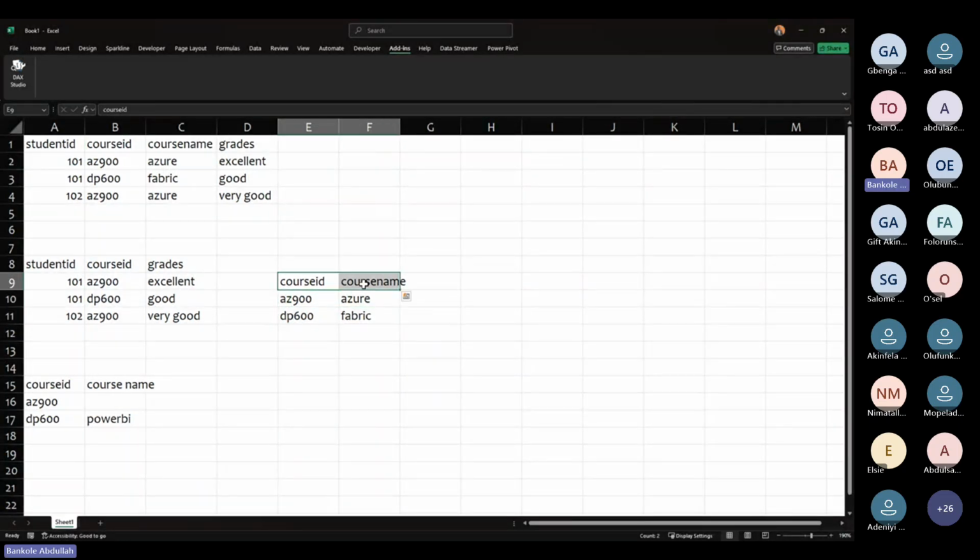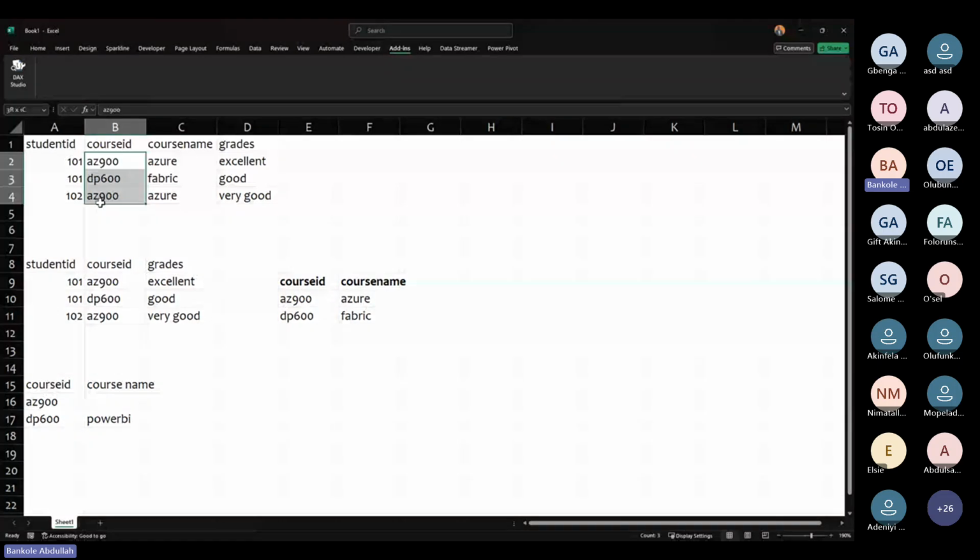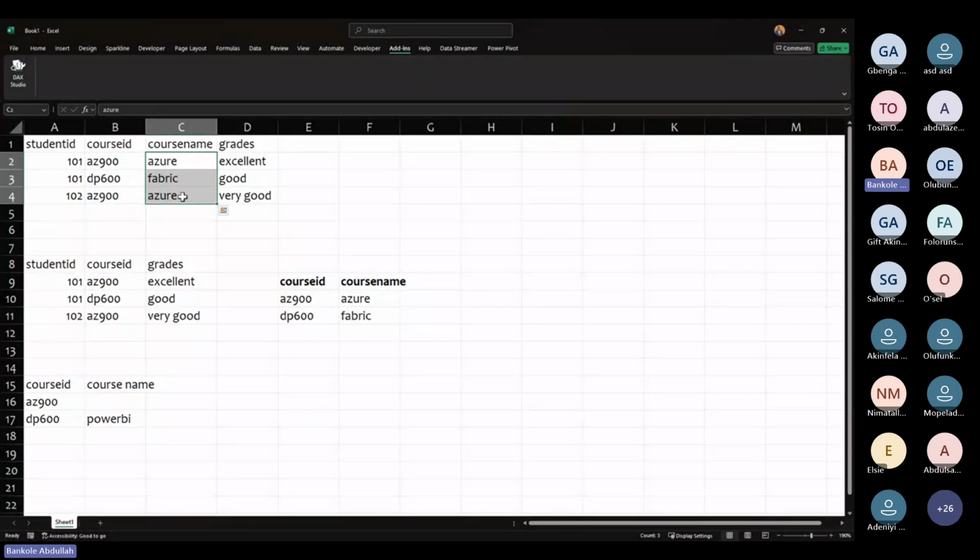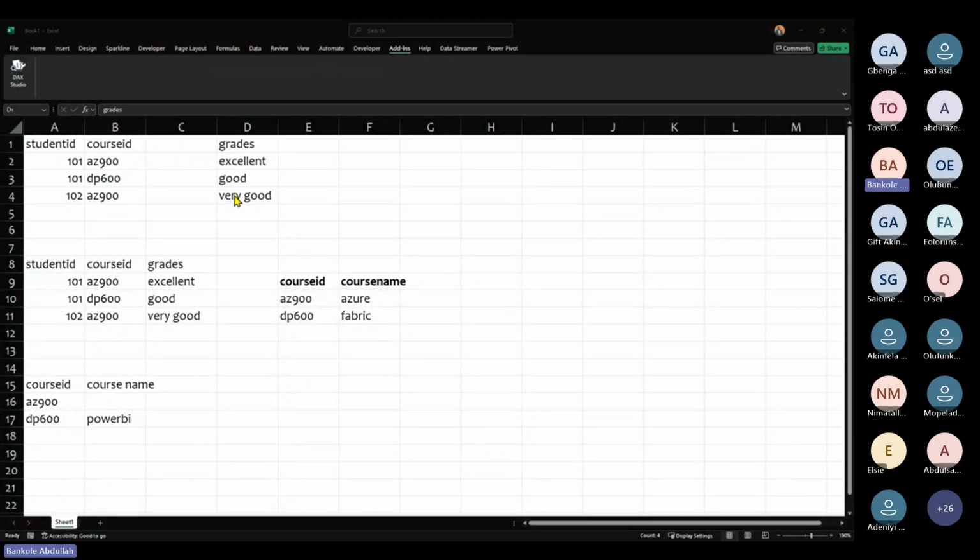Now, since I've already extracted my course name from this other table, if I remove course ID now, Azure can have other distinct entries, and Azure is not a primary key. So I can't really remove this course ID as a primary key, but I can remove these ones. If I remove these ones now, what will happen? This actually still makes sense this way.